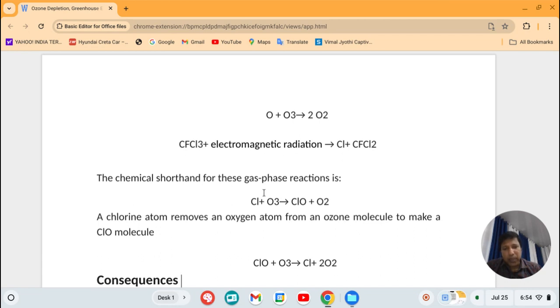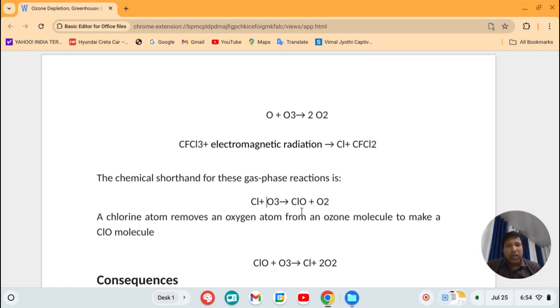Now again this ClO will combine with another O3 molecule, and Cl and two O2 will be formed. Here you can see a single chlorine atom, within just one reaction itself, is depleting and forming three O2 molecules. Again chlorine is free, and this chlorine will act as a catalyst to deplete another ozone. This happens a million times. A single chlorine atom can deplete millions of ozone molecules. So that is ozone depletion.